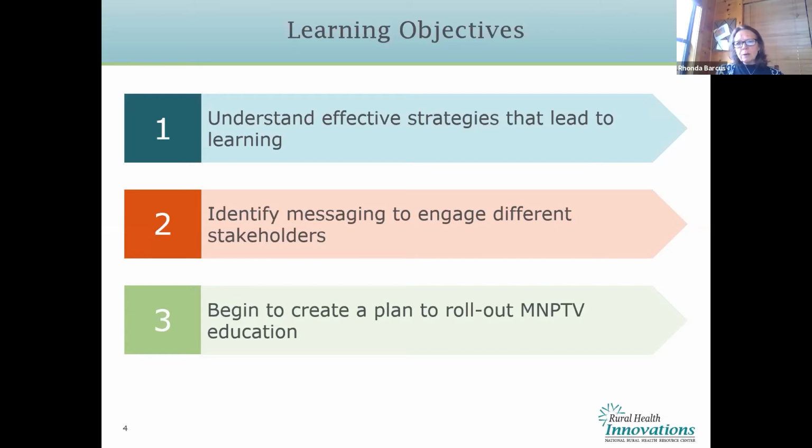So we're going to talk a little bit about effective strategies that lead to learning. We'll talk a little bit about messaging and how the message needs to be different for your stakeholders depending on who they are and what drives them. And then I hope that you'll begin to think about, okay, how can we utilize some of this as we're rolling this out to our staff?